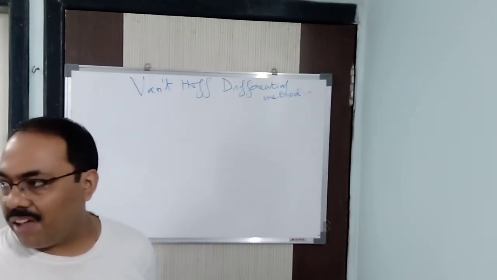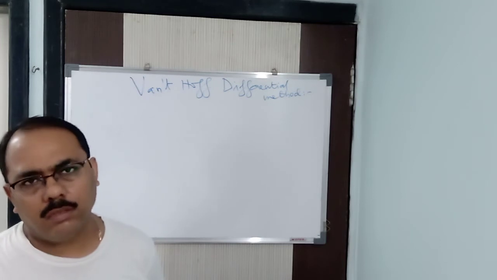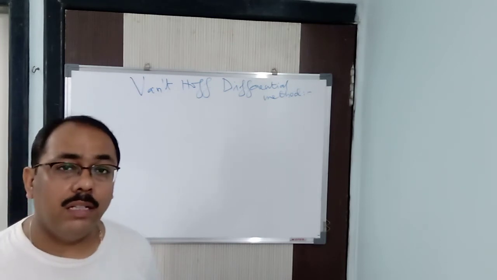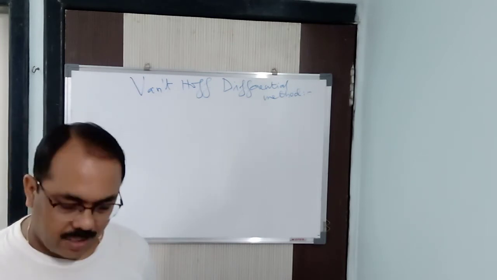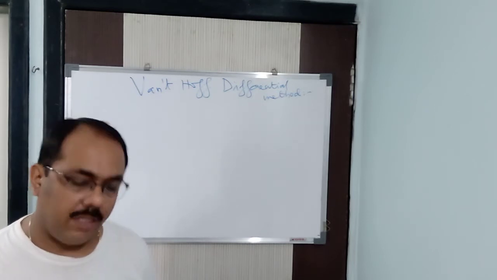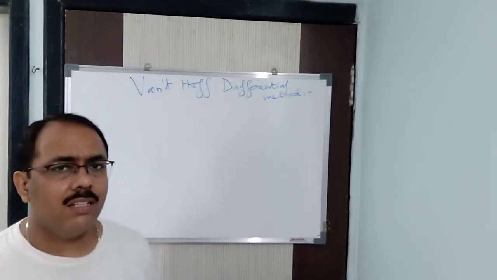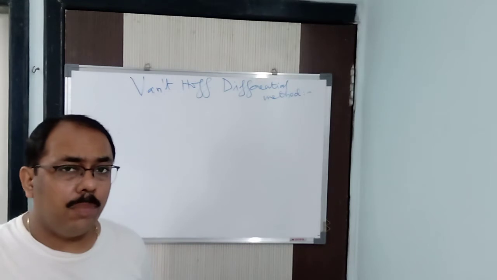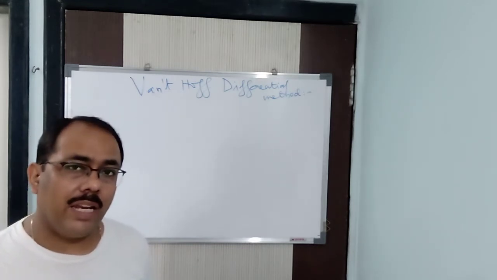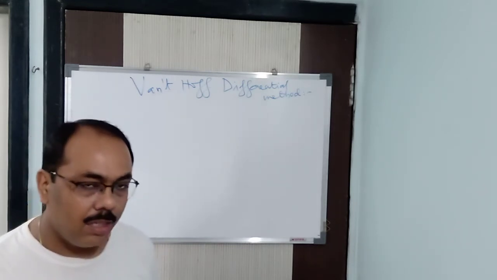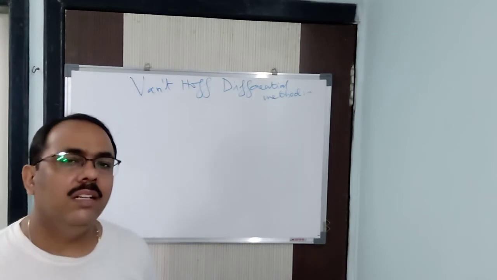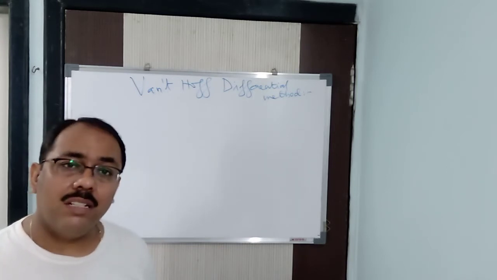The rate of reaction varies. R is equal to what? R is equal to nothing but minus d concentration of A by dt, let us say A is the reactant. We can also write R is equal to K concentration of A to the power N or A to the power X, where X is the power. That is what I say. The rate of the reaction varies with the power of concentration.